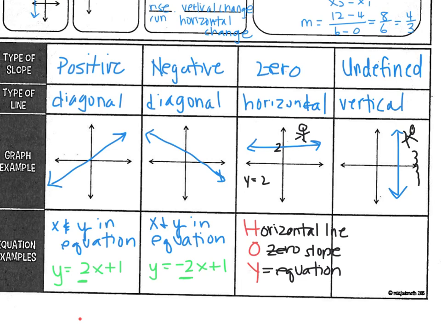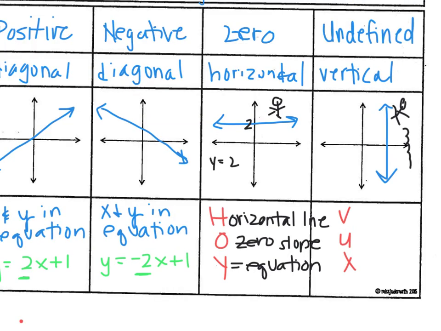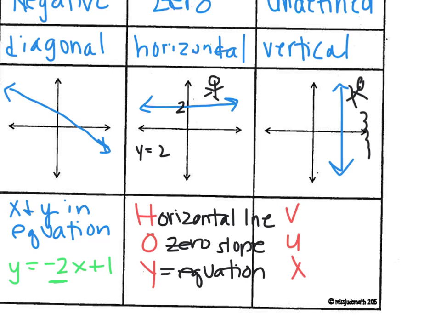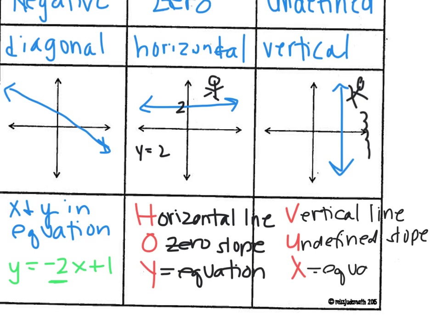We identify this with something we call VUX. It's a vertical line. That's the V. Undefined slope. And it's going to be an x equals equation. If you remember from our homework the other night, we had the table of just the x's. If this was a 3, that would be x equals 3 for my equation. And we'll talk about that a lot this unit too. Today we're just focusing on what slopes look like.